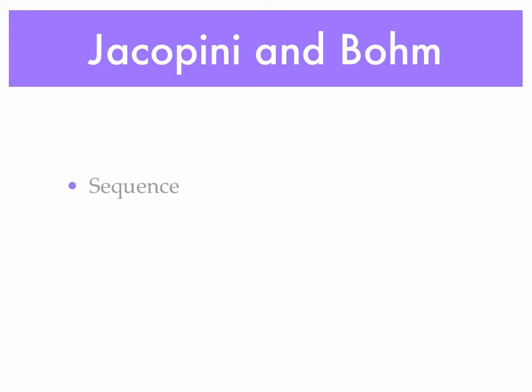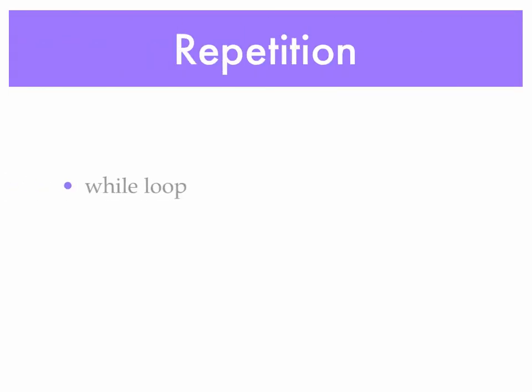We remember Jacopini and Bohm put forth a paradigm that all programming can be accomplished with sequence, selection, and repetition. We're going to look at repetition, or loops, today. Now in Java, repetition is accomplished through the while loop, the do-while loop, and the for loop.